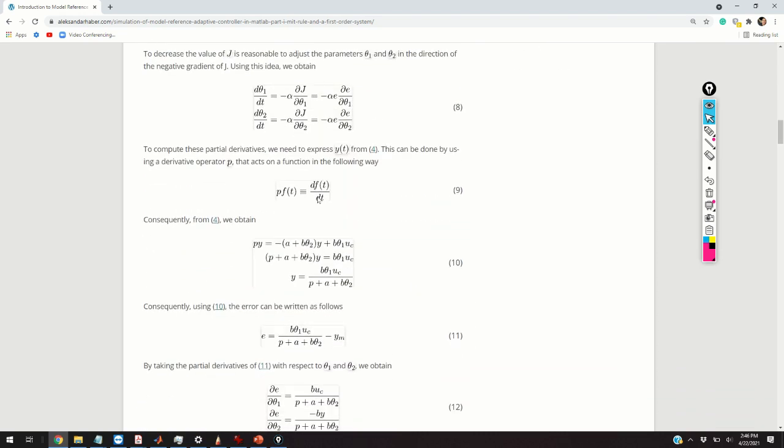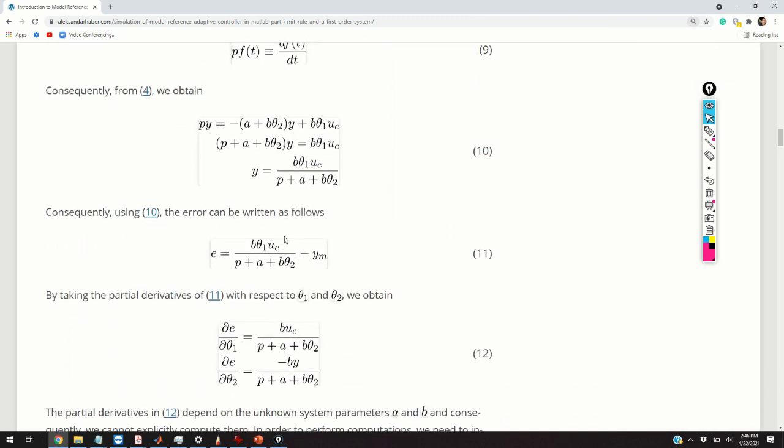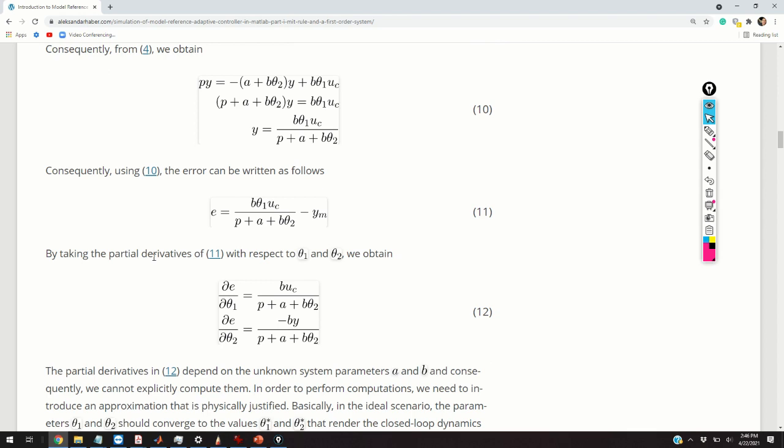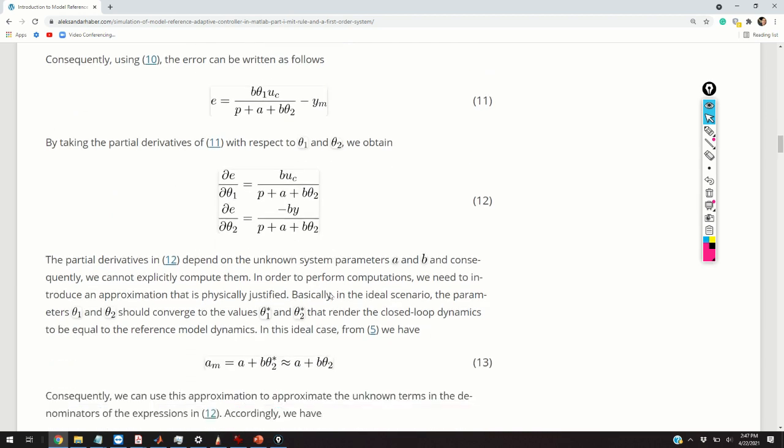And by working these expressions and massaging them a little bit, that's what we like to say in control engineering terms, we like to massage the equations. From this equation we obtain the output, and if we substitute this output of the plant into the system dynamics, we obtain the error. So the error is given by equation 11. Now we can simply take the partial derivatives of e with respect to the parameters theta 1 and theta 2, and we obtain expression 12. So expression 12 represents the partial derivatives.